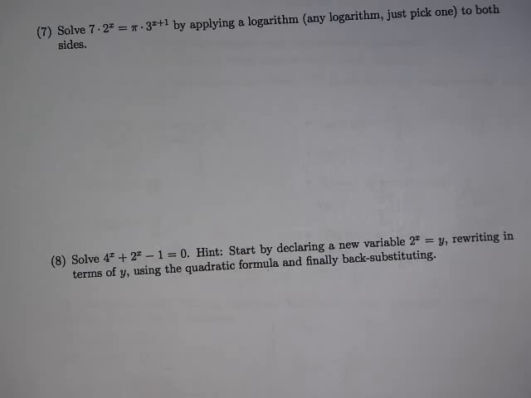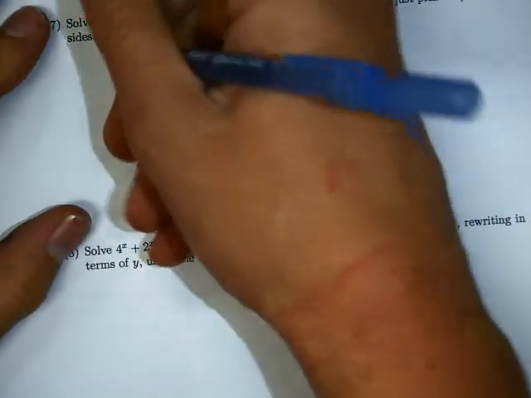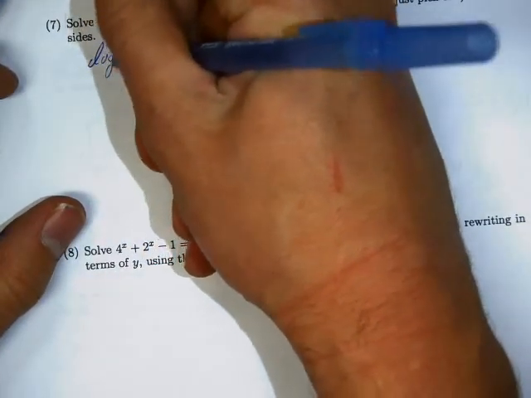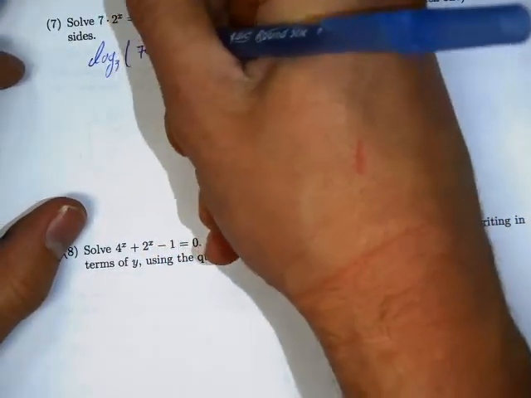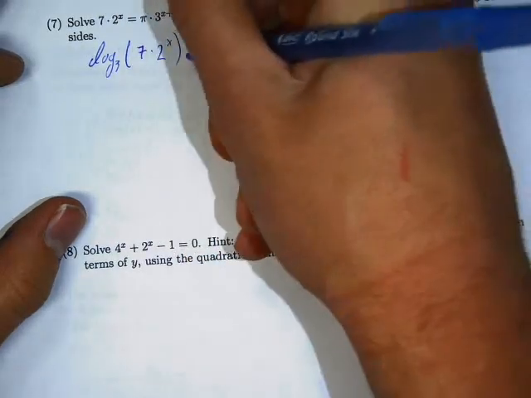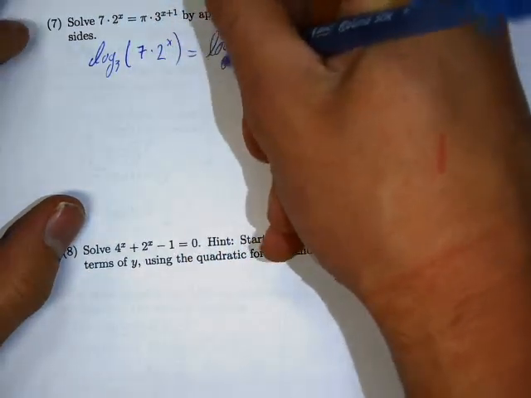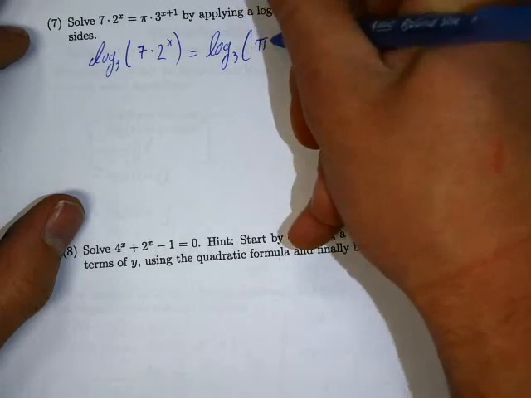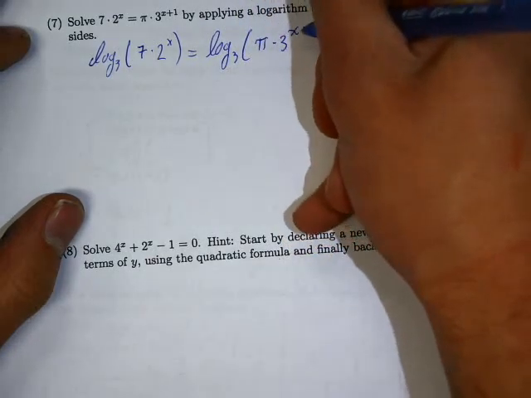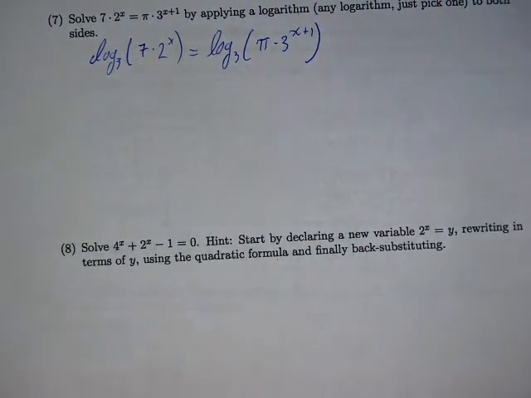Maybe I'll suggest either log base 2 or log base 3, because those are the bases of exponents I see. Can't use them both because you have to do the same thing to both sides. I don't know, log base 3. Let's apply log base 3 to both sides of 7 times 2 to the x is equal to the log base 3 of pi times 3 to the power x plus 1. And maybe I'll just convince myself that that's even a legal thing to do.